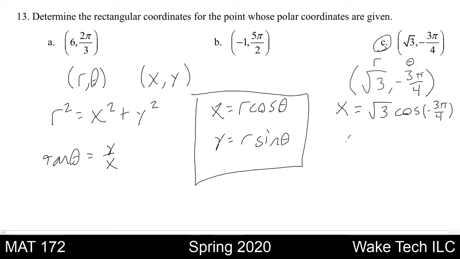And y is equal to the square root of 3 sine of negative 3 pi over 4. Well, what are the sine and cosine of negative 3 pi over 4? To find that out, we can draw a unit circle, and instead of going counterclockwise 3 pi over 4, we go clockwise, which brings us here, halfway between pi and 3 pi over 2, which is 5 pi over 4. 5 pi over 4 actually has the exact same cosine and sine value, and that is the square root of 2 over 2.